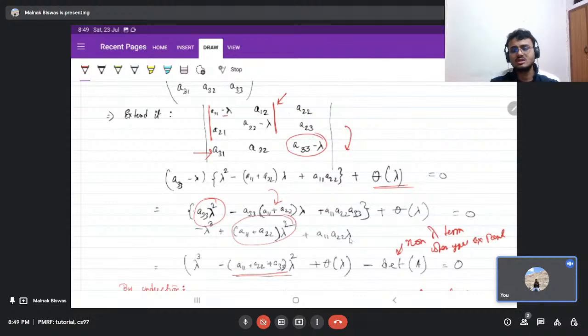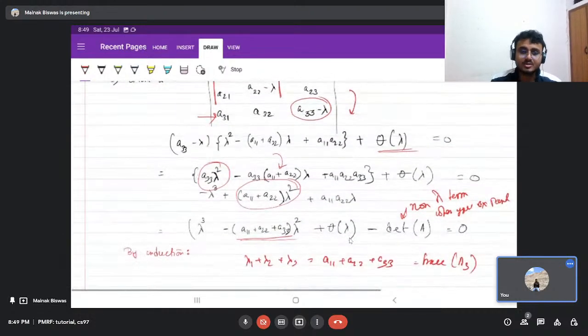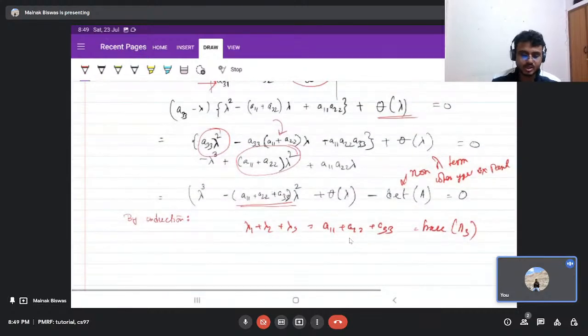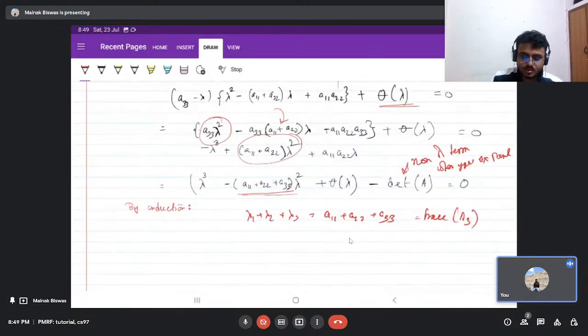You can work this out. This is a very simple exercise. So you will get the determinant of A. This is not at all complicated, because as a subtraction, you will also have a non-lambda term in that, and that will give you the determinant of A. So in that case, it will be a negative sign.